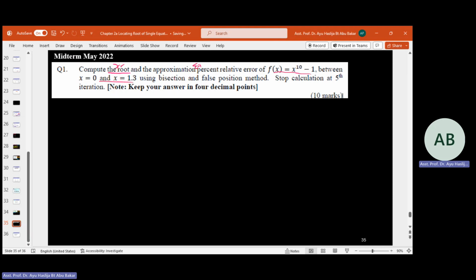So this is your range, XL, XU, using the bisection method and also the false position method. For this question, the stopping criterion asks you to stop the calculation at the 5th iteration. So you just do until the 5th iteration only. The rest, you had class before this.